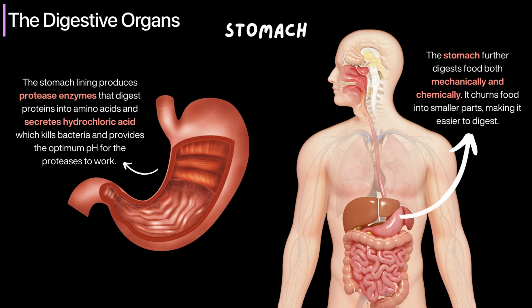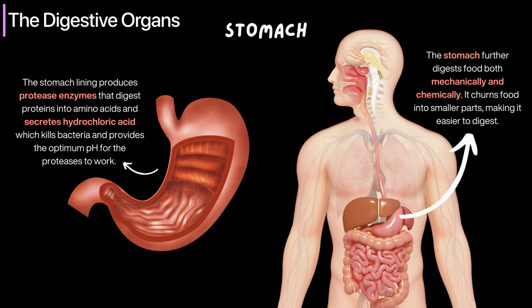Furthermore, the stomach lining produces protease enzymes. The role of these enzymes is to digest proteins into amino acids. The stomach lining also secretes hydrochloric acid, which kills harmful bacteria in the stomach and provides the optimum pH for the protease enzymes to function effectively.